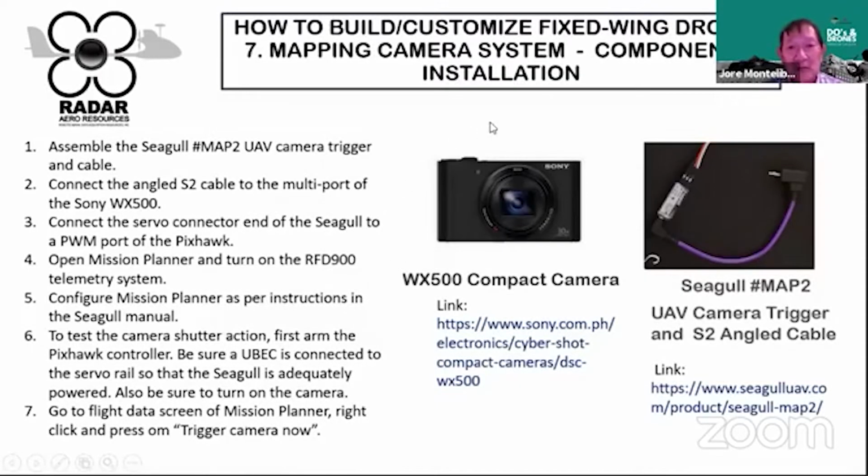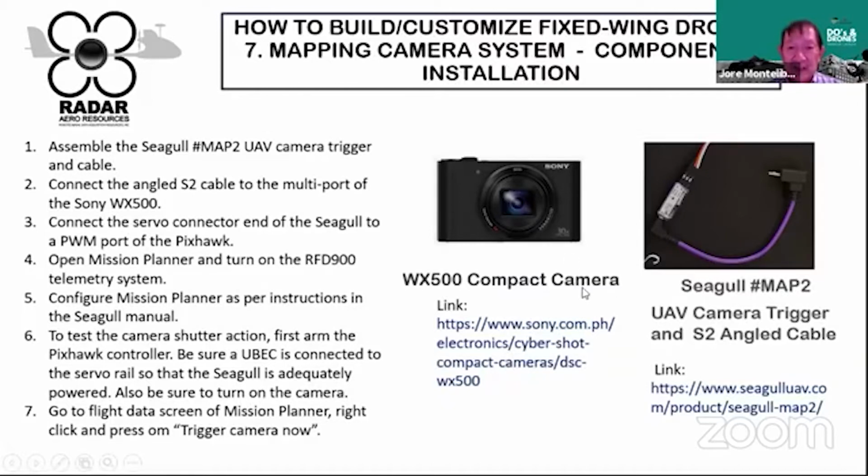Now for the payload component, for this type of drone, we use a camera. The camera is also connected to the autopilot through a shutter control cable. So this cable connects the camera to the autopilot, and the autopilot, based on the flight plan that has been programmed, will control the shutter operation.